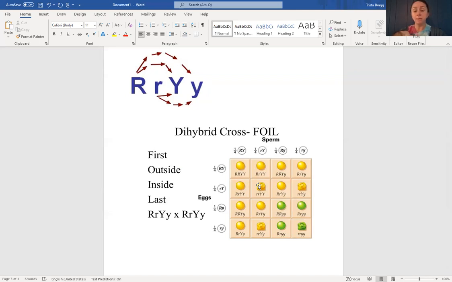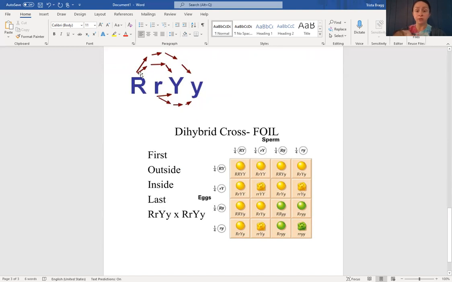So these are a little more complex because you're looking at two traits. So you have to know what this FOIL method is. Okay. So if these were the parents' genotypes, notice there's 4 letters and not 2 because there's 2 traits. You have to FOIL these to figure out the gametes that go on the top and on the side. So FOIL stands for first, outside, inside, last. If you look at the arrows here, this kind of tells you how they got this on the top and the side. You want to do it in order.